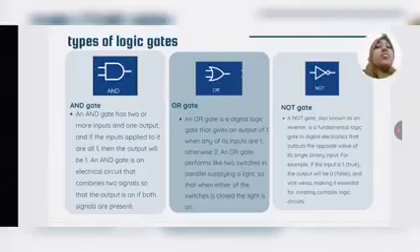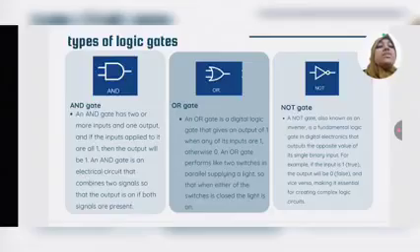First we have to see about the AND gate. An AND gate has two or more inputs and one output, and if the inputs applied to it are all 1, then the output will be 1. An AND gate is an electrical circuit that combines two signals so that the output is on if both signals are present. If both signals are present, the output will be positive. This is the AND circuit.